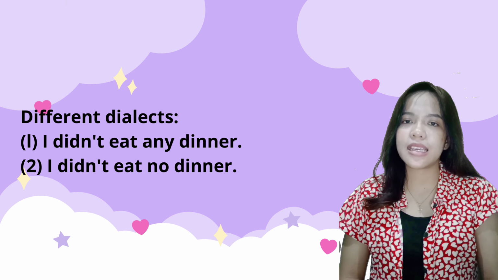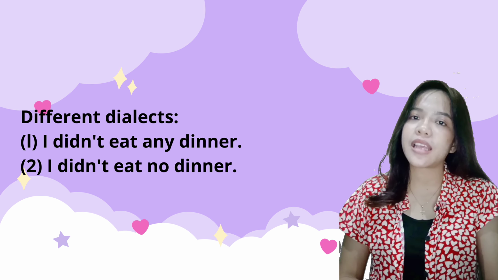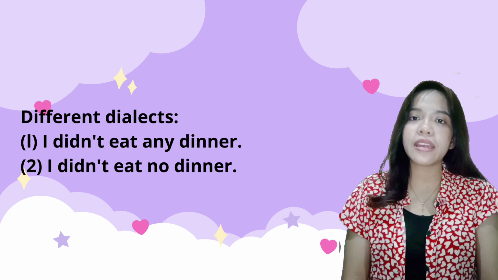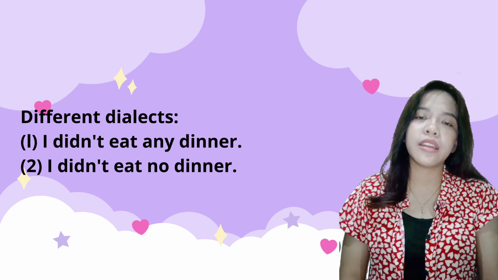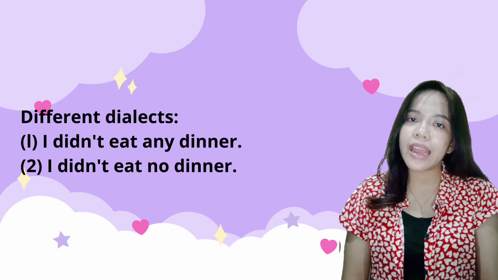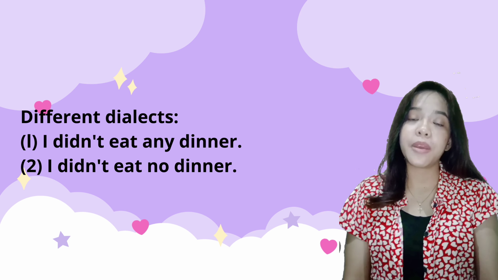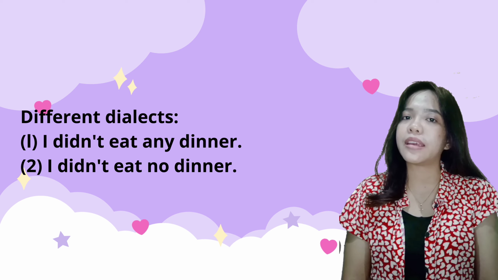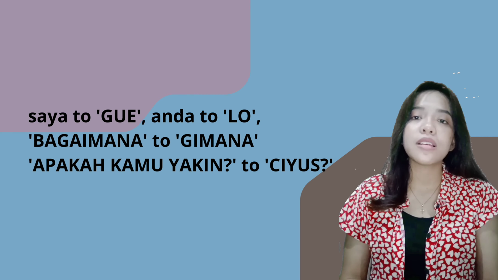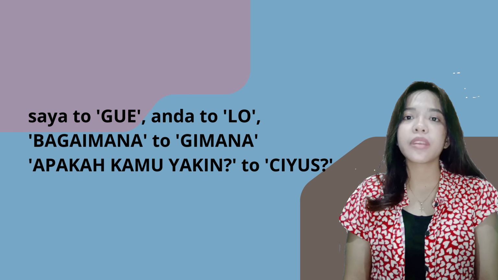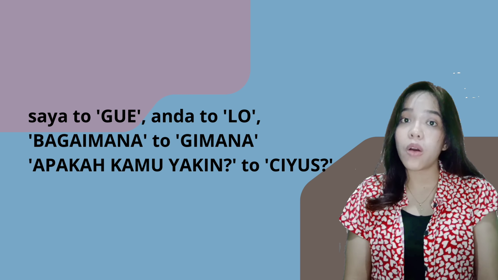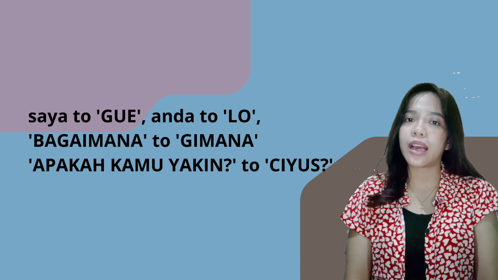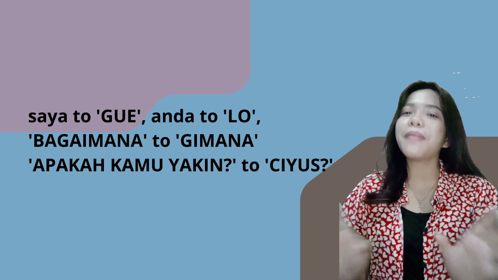Or we can also see that different dialects have different rules. For example, I didn't eat any dinner can change to I didn't eat no dinner. Meanwhile, in the Indonesian language, we can see language change examples like the use of saya to gue, Anda to lo, bagaimana to gimana, and apakah kamu yakin to tius, and many more.